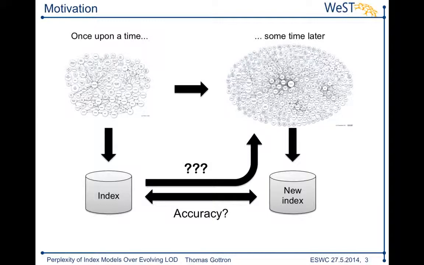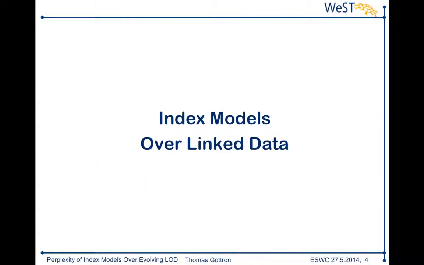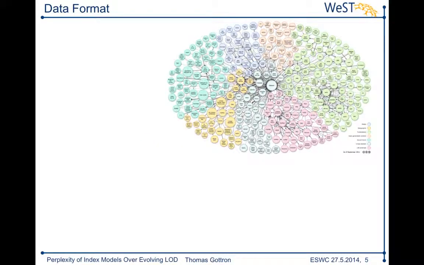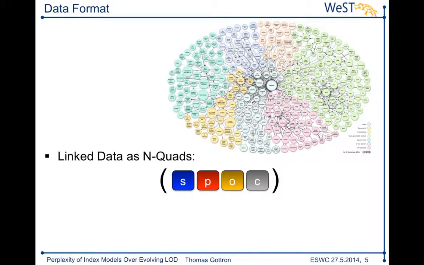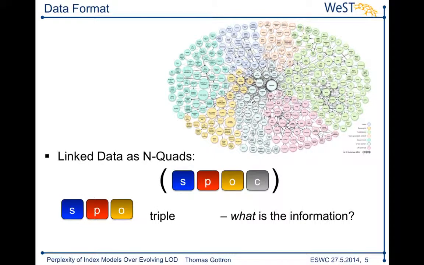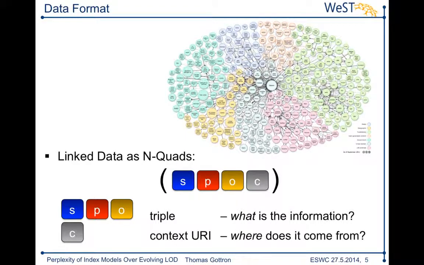To be able to answer that question, let us first take a look at index models over linked data. For that purpose, I like to think of linked data as coming in the format of n-quads, so a quadruple of subject, predicate, object, and context. Subject, predicate, and object, well, that is just the RDF triples which are published, so the actual information provided on the web. And the context URI gives you the provenance, so where has this information been published? Or more concretely, which URI could I use to look up that triple on the linked data cloud again?